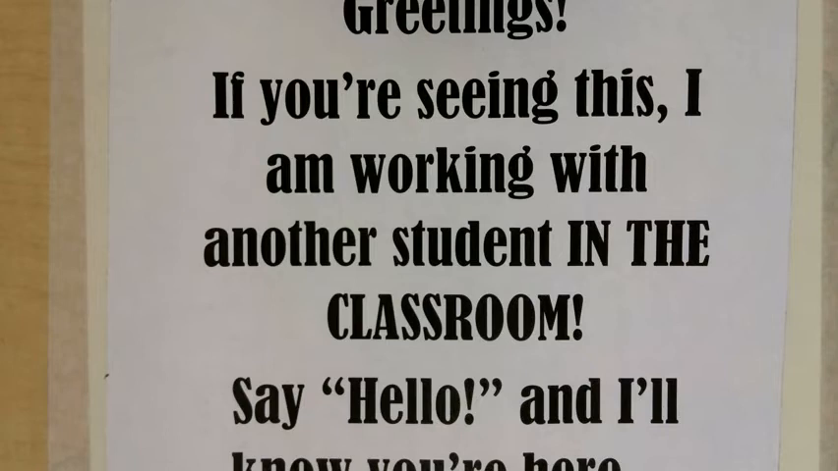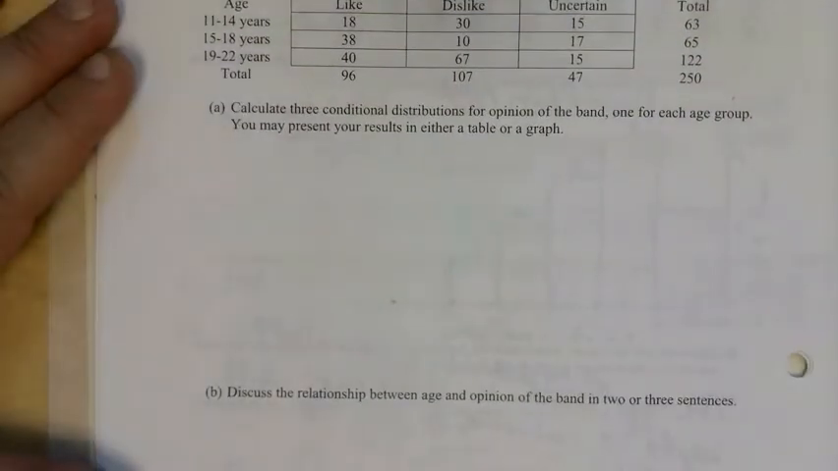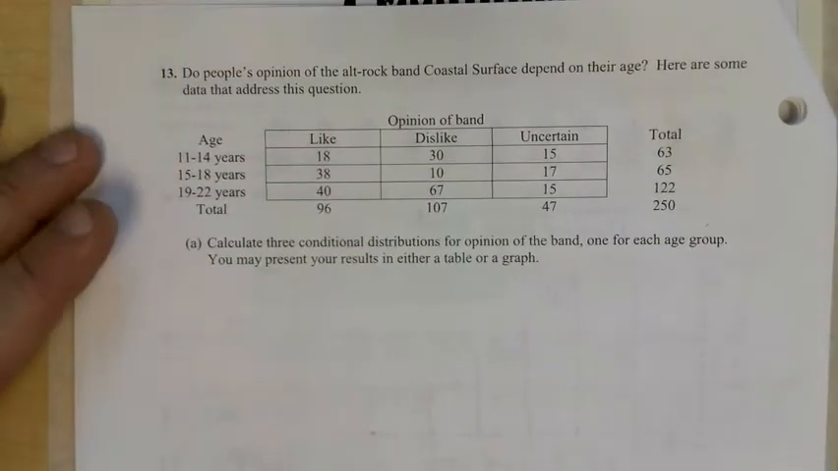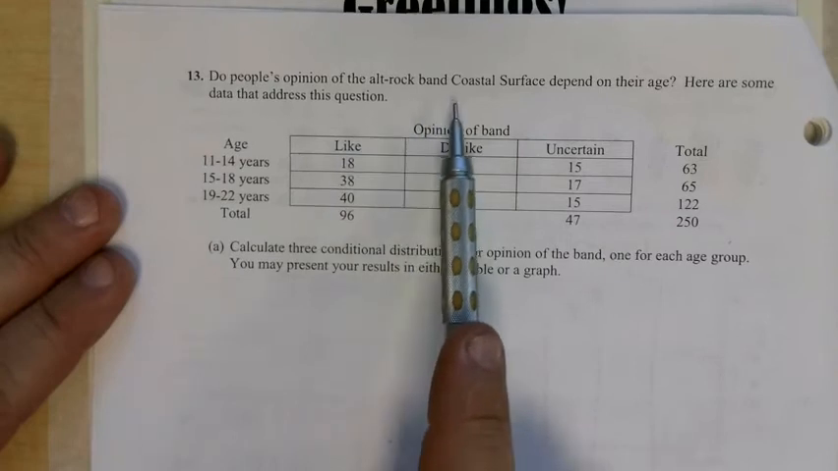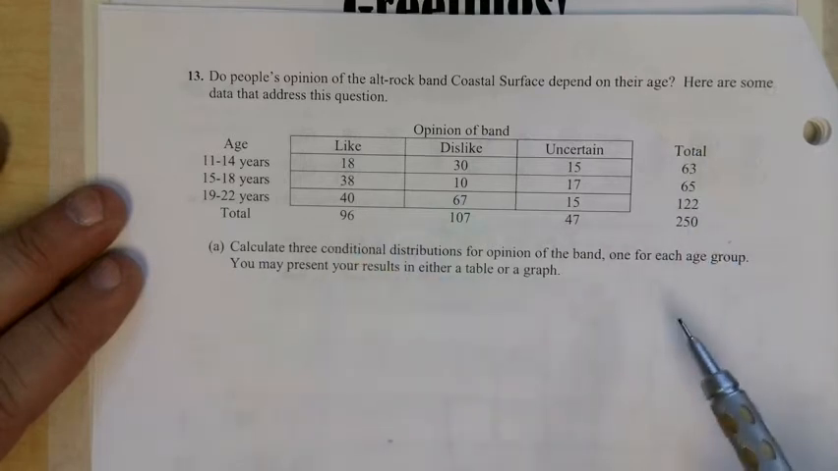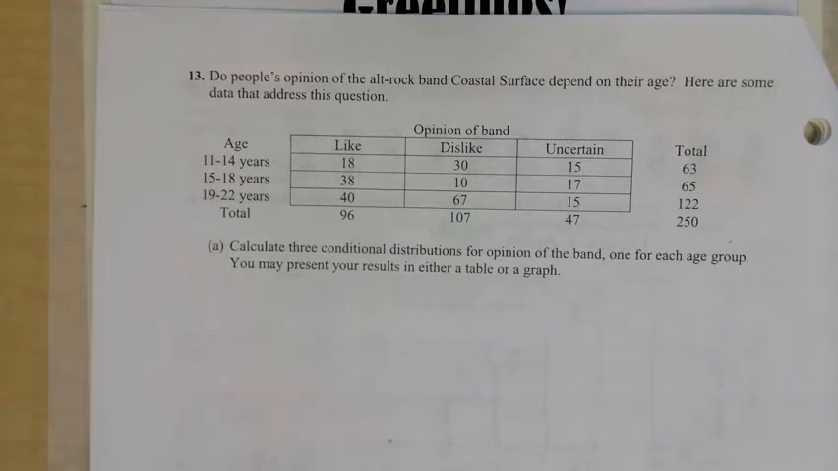They've been taught to do that. Okay, last problem. Wow, this is taking me a while to go through and explain. Based on this table, do people's opinion of the alt-rock band Coastal Surface depend on their age? Here are some data that answer that question. Oh, look at this, I have totals. I think when I showed this in class, I didn't have totals. I wonder how I got these. Maybe I did, maybe I didn't. I don't know. Well, whatever.